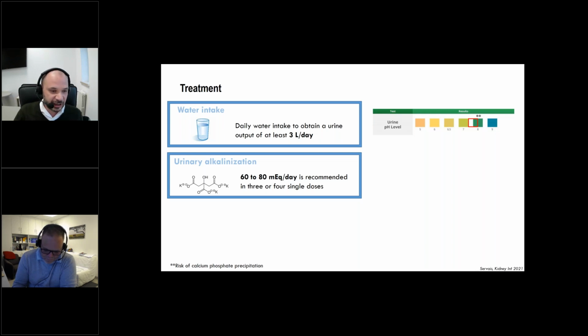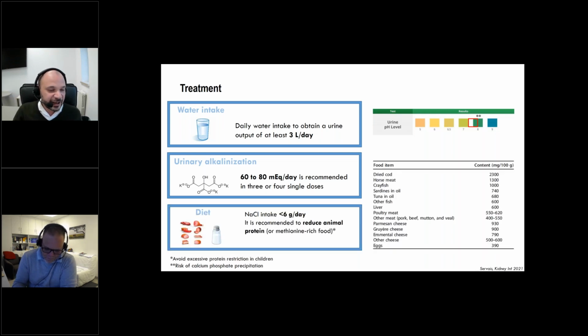And finally, diet, with the reduction in intake of salt below 6 grams per day, and reduction of animal protein. As you can see on the right, there is a large overlap between animal protein and methionine and cystine-rich food.